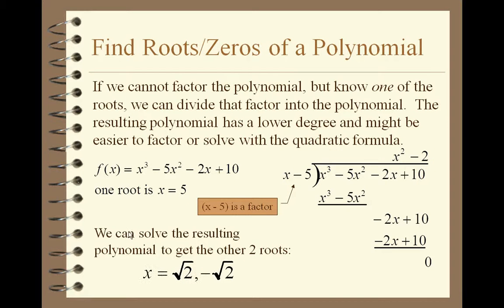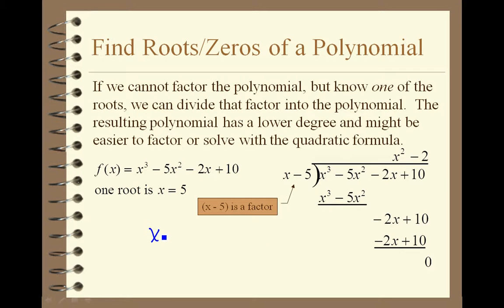It says we can solve the resultant polynomial to get the other two roots from this x squared minus 2. How did they get the square root of 2 and then minus the square root of 2? So of course we had x minus 5 times x squared minus 2. You can use the quadratic formula for this, x squared minus 2, where a is 1, b would be 0, and c would be negative 2. Or if you're comfortable with this, you can simply say x squared minus 2, set that equal to 0. And then what would you do to solve for x here?